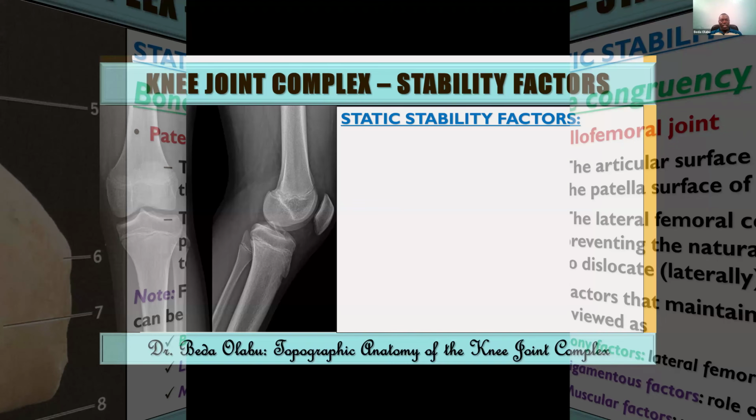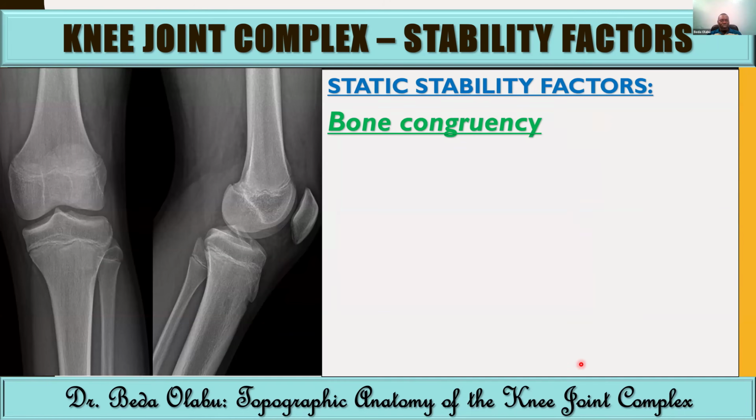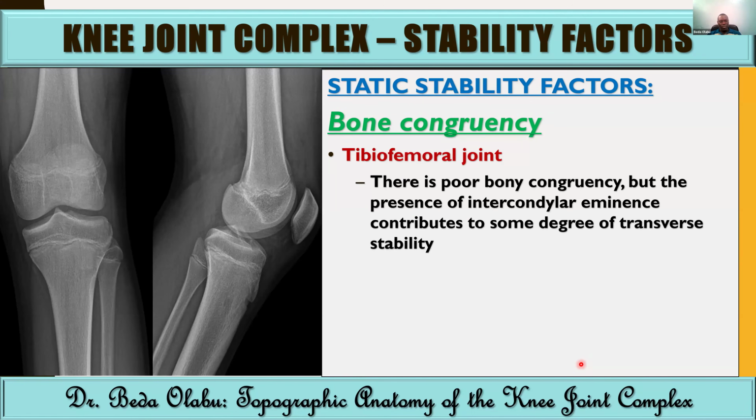Now let's talk about the bone congruency with regard to tibiofemoral articulation. So the tibiofemoral articulation is not congruent. We know that the tibial plateau is relatively flat. The intercondylar eminence is just a slight elevation. And so the tibiofemoral articulation is not congruent.